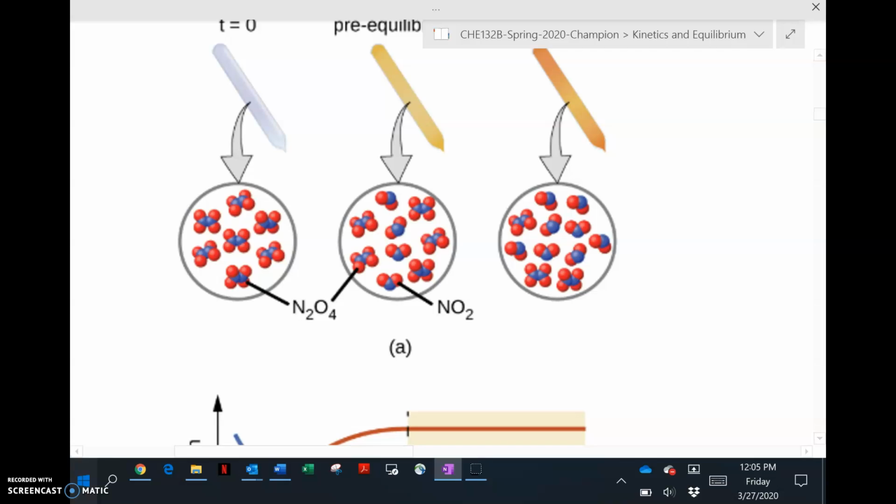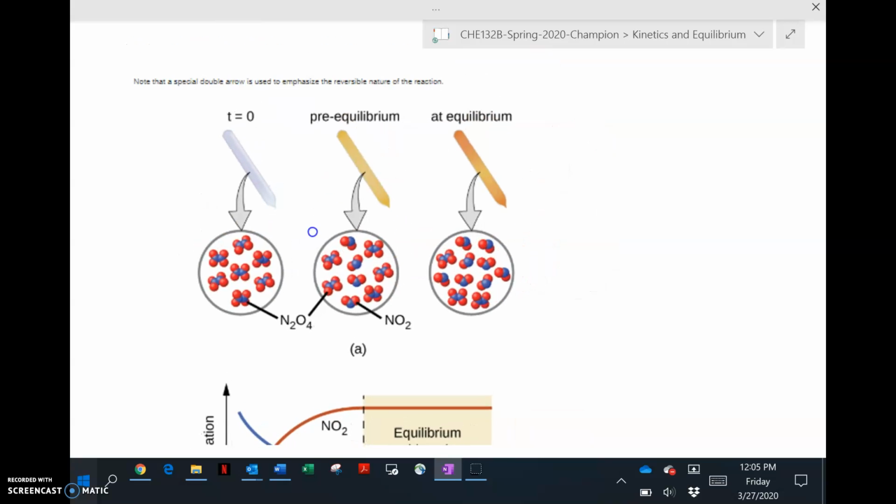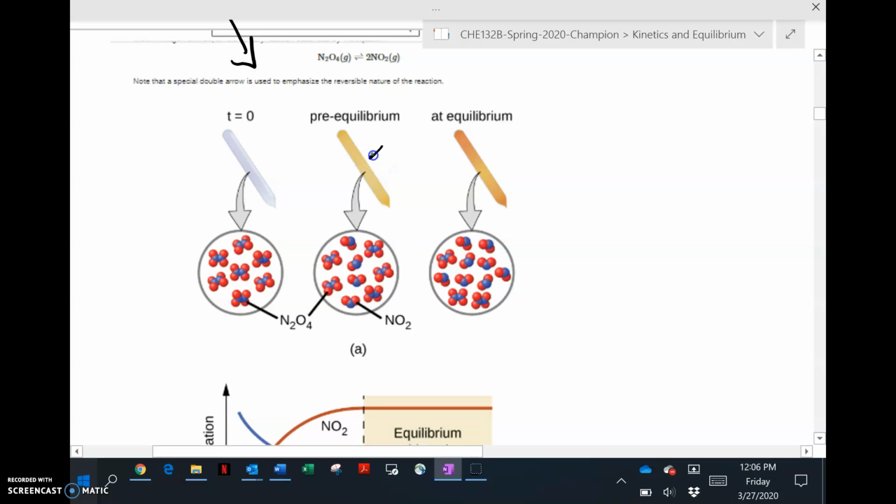So we've got 1, 2, 3, 4, 5, 6, 7 N2O4 molecules. Then the reaction starts happening, and you start seeing the formation of the NO2 molecules, which just have 1 blue nitrogen and 2 red oxygens. And if you look at the top up there, this tube is beginning to turn brown. So you're seeing a color change, and as the reaction proceeds on, it gets darker at the end, at equilibrium.